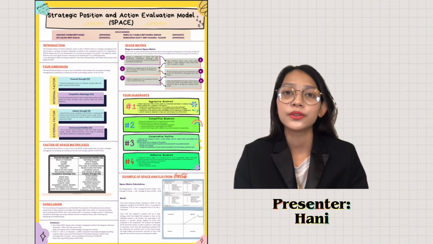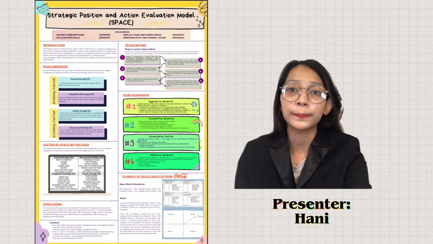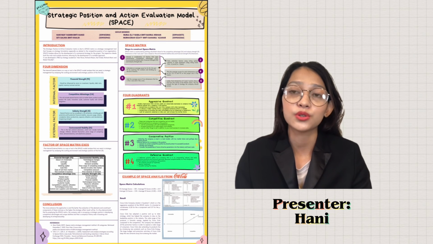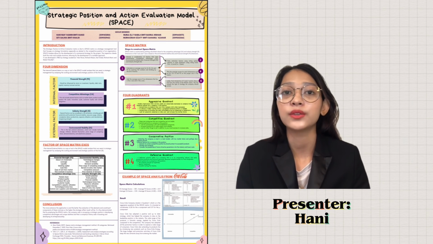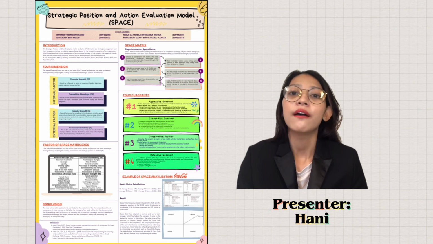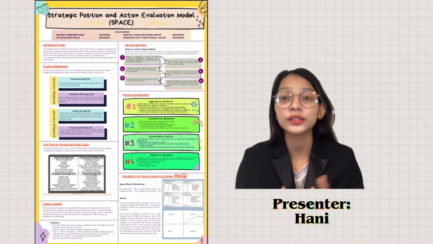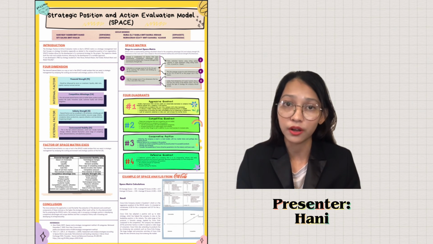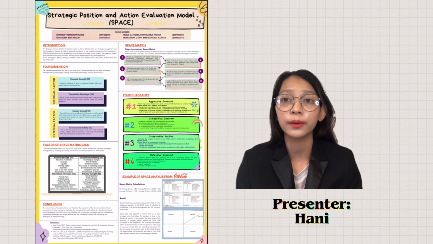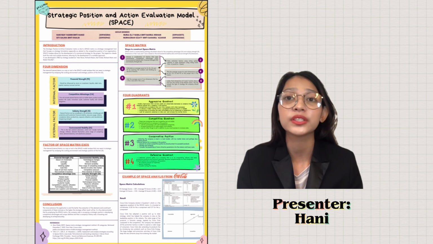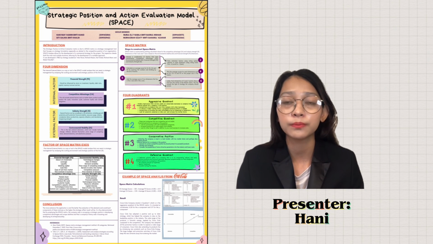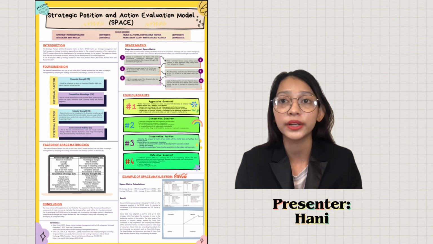Alright, so now for the example, our group chose the Coca-Cola company because they use the space model strategy. As you can see, this is the calculation space matrix for Coca-Cola. We can see from the graph above that the Coca-Cola company is in the aggressive quadrant of the space matrix. It is located at coordinates 3.50 for the X component and 3.17 for the Y component.